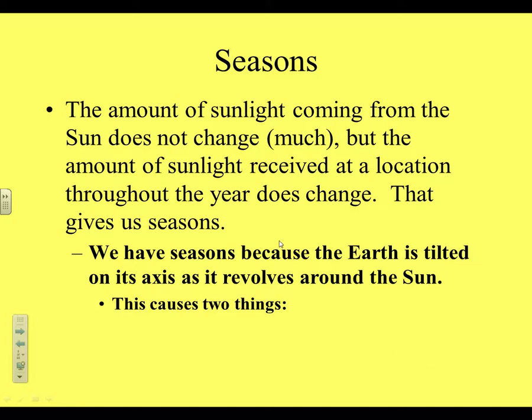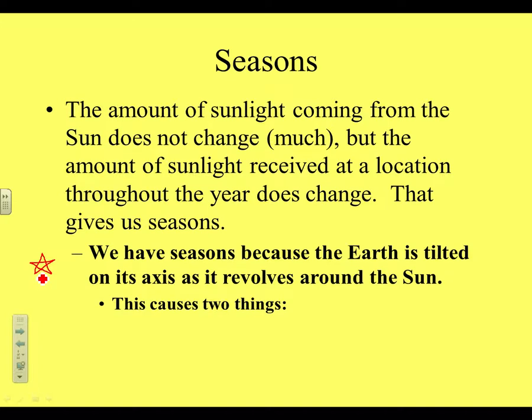We have seasons because the Earth is tilted on its axis as it revolves around the sun. That is the big thing. We have seasons because the Earth is tilted on its axis. It's not because we're closer to the sun or farther from the sun. A lot of people think that, but it's not. We have seasons because the Earth is tilted. That's going to cause two things.